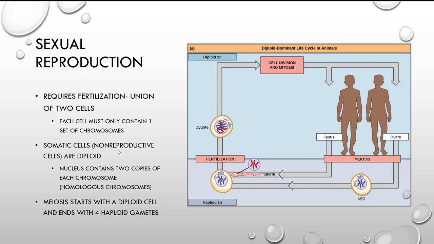So meiosis is a process where we start out with a diploid cell, and that diploid cell comes from a specialized cell called a germ cell. This is different from a somatic cell. This is a germ cell, which will undergo meiosis instead of mitosis. And that germ cell will end up producing 4 haploid gametes. Each one of those gametes, instead of having 2 sets of chromosomes, will have 1 set of chromosomes.